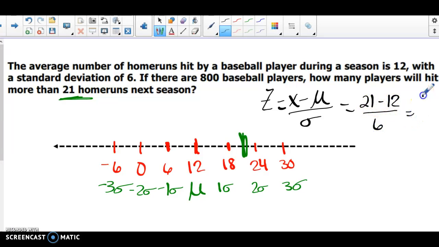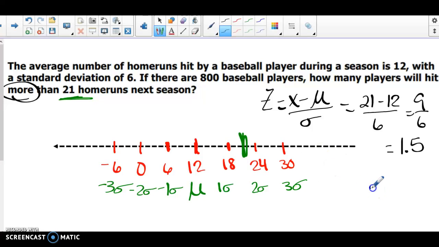21 minus 12 is going to give me 9. 9 divided by 6 gives me this nice little decimal of 1.5. Okay, then you're going to go to your table and read your standard z table. And this is more than. The table gives me less than. So I go down my table and I look for 1.5.